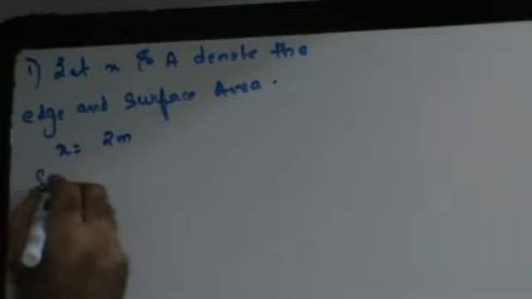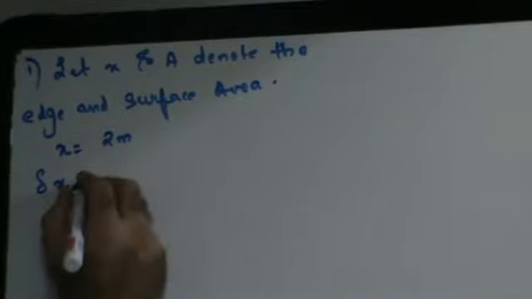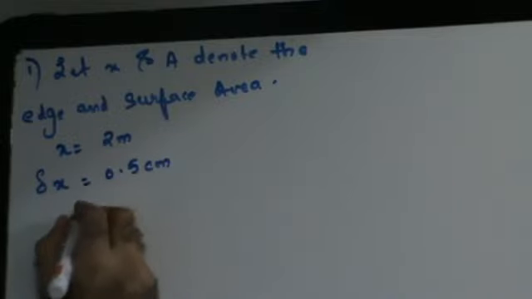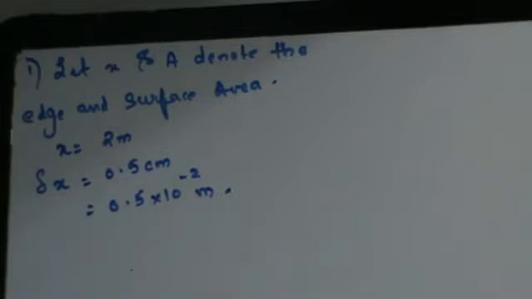Now let us assume that x and A denote the edge and the surface area of the cube. They've given me that the edge of the cube measures 2 meters and the possible error, this is how you write error, delta x, is 0.5 centimeters. Convert that into meters, 0.5 into 10 raised to minus 2 meters. First thing that you have to do is convert from centimeters to meters.